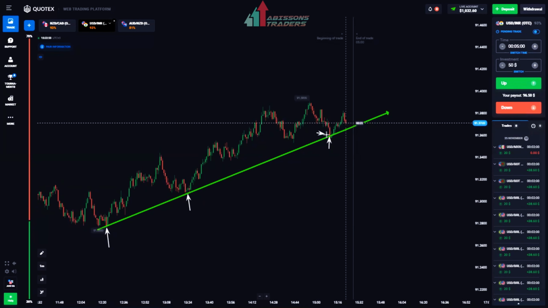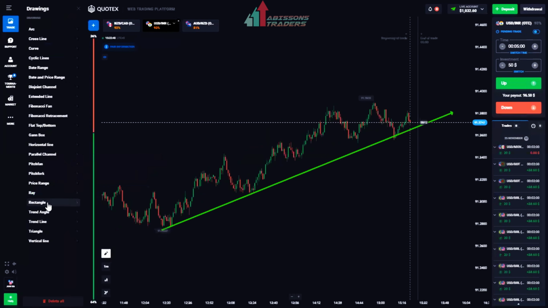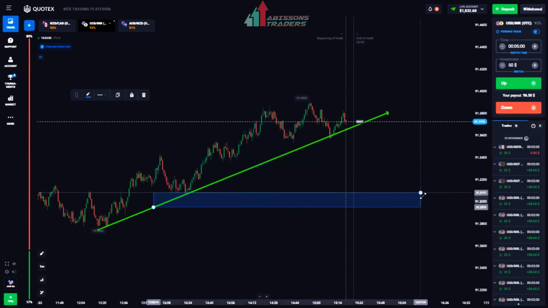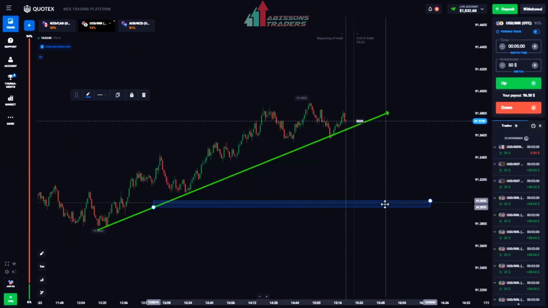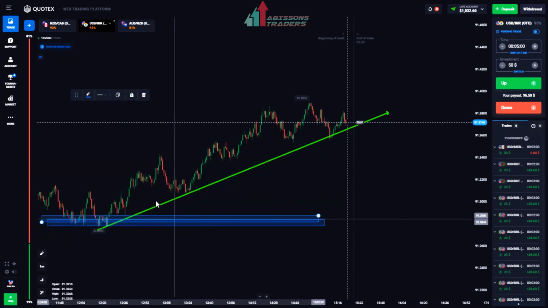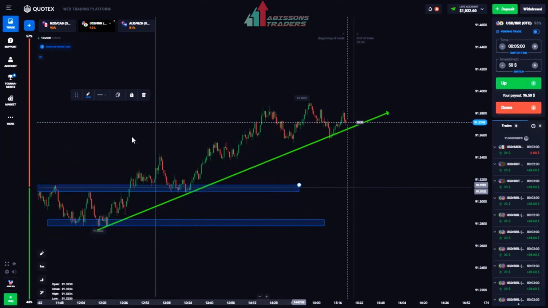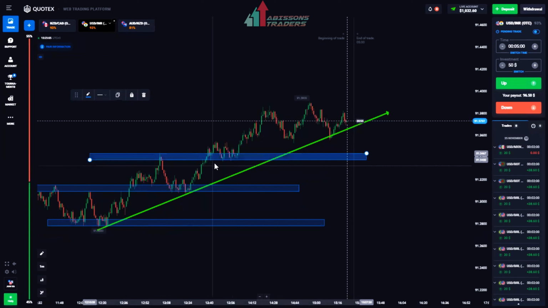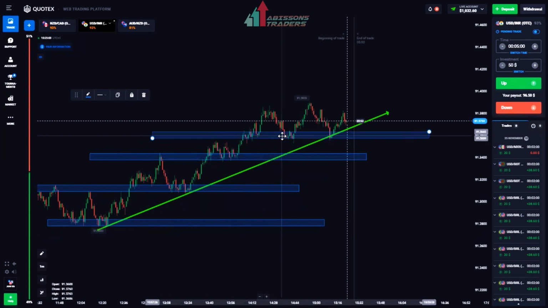If you could have placed a trade here for 5 minutes expecting the price to continue going up, that was a clean win. Even if you combine with the horizontal line or the horizontal zone, if you analyze this market from the bottom heading to the top, this is another zone, and the next one here, and another one here.